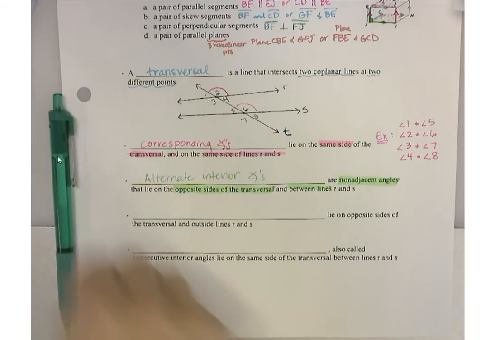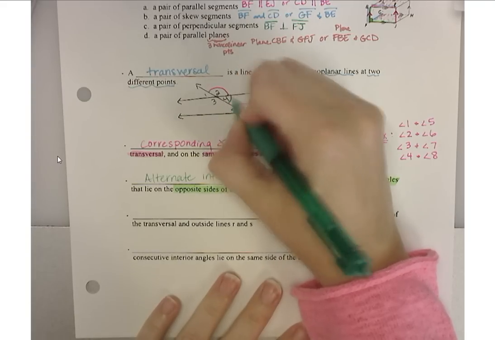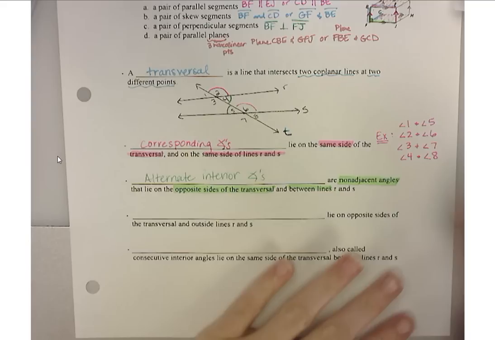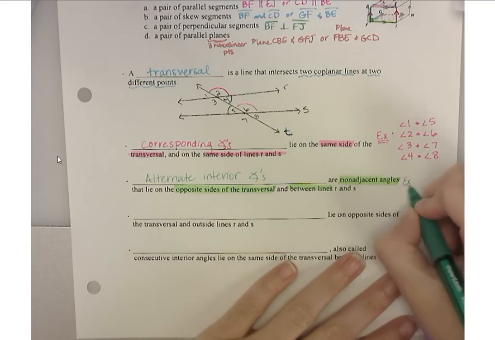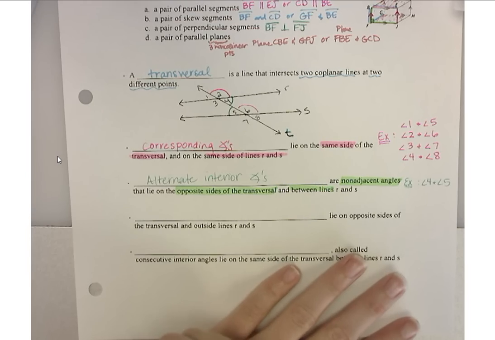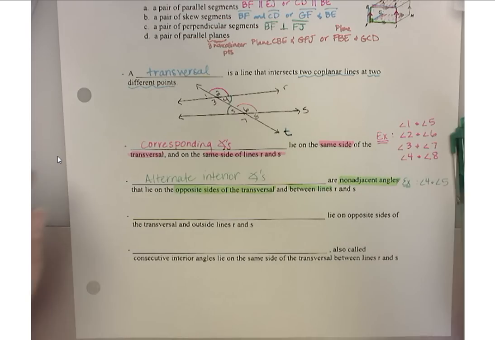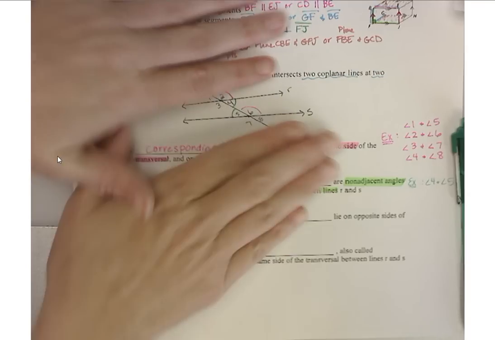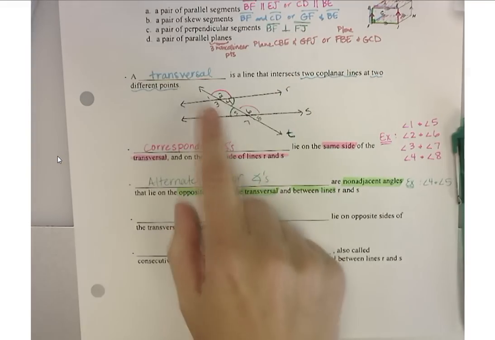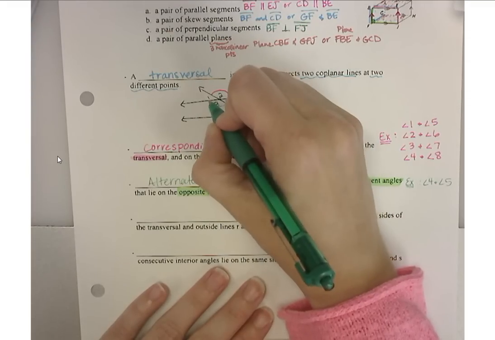That's where the interior comes in. So for your alternate interior angles, you could have angle 4 and angle 5. So they're on opposite sides of the line. And we're going to write those down in our examples. So angle 4 and angle 5. And then there's one more pair. The other pair that's in between the two lines, and when I say in between, we're looking right here, in between those two lines. The other pair would be 3 and 6.